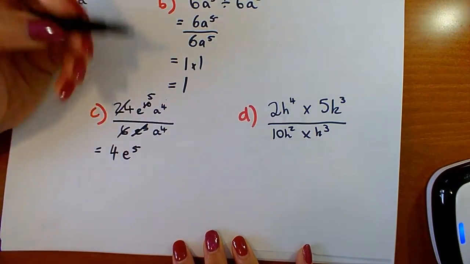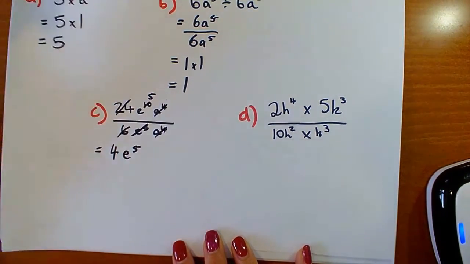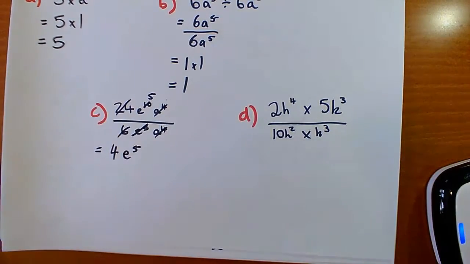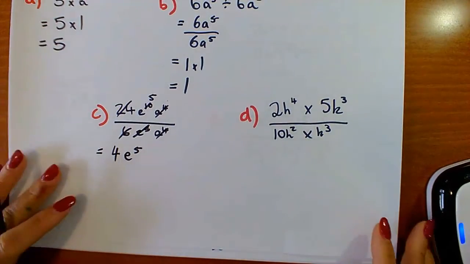A to the power of 4 over a to the power of 4, that's just going to be 1. You don't need to put multiplied by 1. Anything multiplied by 1 is itself, so it cancels itself out. That's your answer.